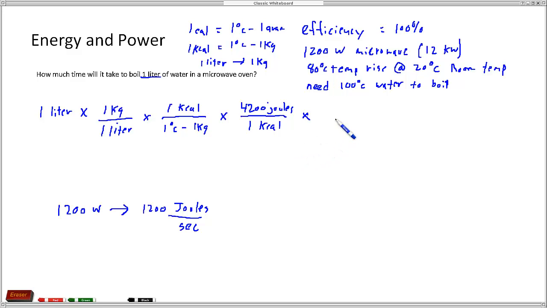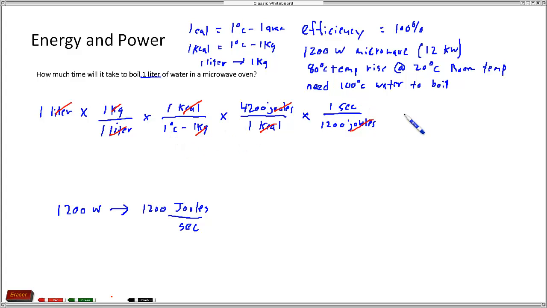So let's try something here. 1200 joules per second is the same as saying 1 second is equal to 1200 joules. And this will allow our joules to cancel out nicely and give us seconds, which is what we're looking for. But we still have one more thing to do here, because if we go through cancellations and take a look at them, we've got joules canceling out, we've got kcals canceling out, we've got kilograms canceling out, we've got liters canceling out, but we're still left with degrees C here, and that's not what we want.